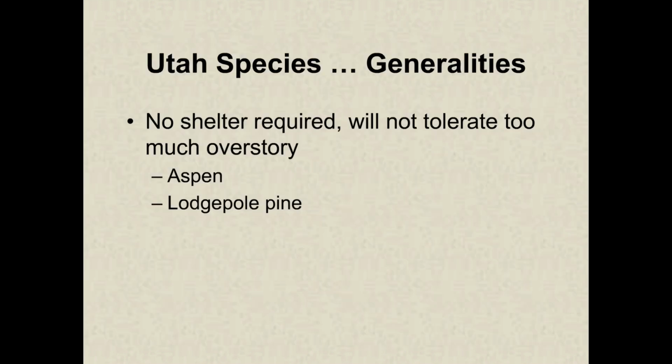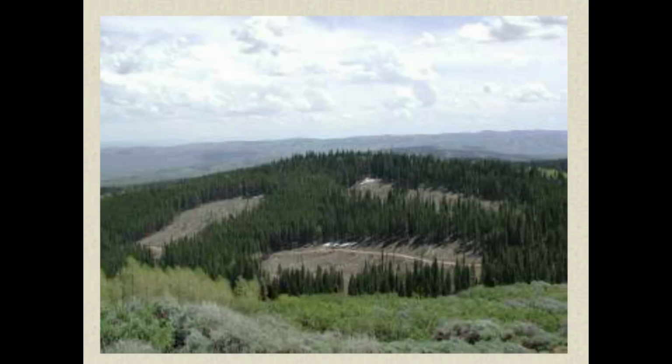So to wrap it up, on the list of Utah species, just the generalities of what they want or what they need, what they don't want. Our classic intolerants, aspen and lodgepole. Like I said before, you can tell lodgepole is intolerant of itself. It's the most sterile understory you're ever going to see in a dog hair, awful lodgepole. Not much going on in the understory there.